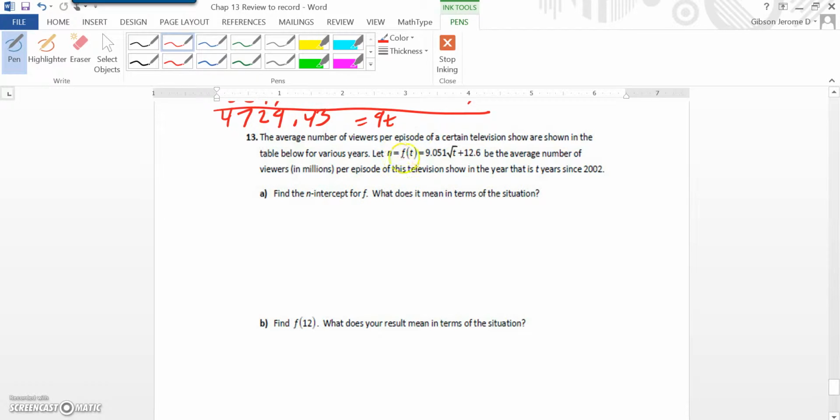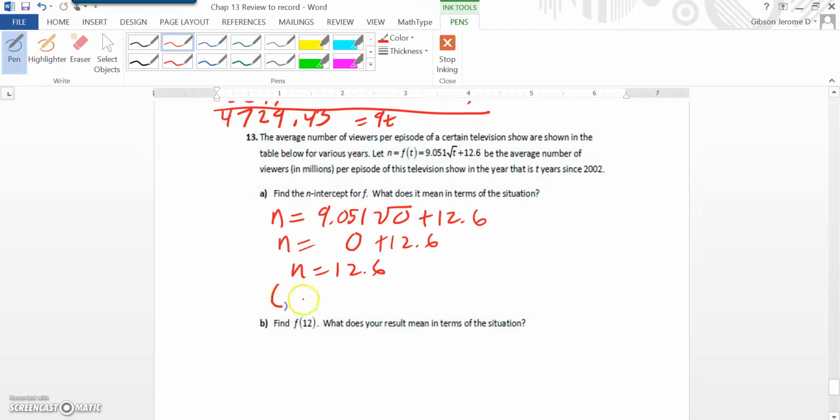Okay, we want to find the n-intercept. We know n and f of t are the same thing. So that means that t has to be 0. So we would have n, since it's the n-intercept, n is equal to 9.051 times the square root of 0, because that replaces t, plus 12.6. We know the square root of 0 is 0 times 9.051, and then that will give us 0 here. So n would be 0 plus 12.6, so n is 12.6. So our ordered pair would be 0, 12.6.